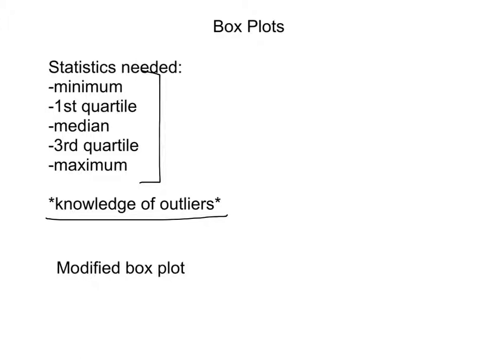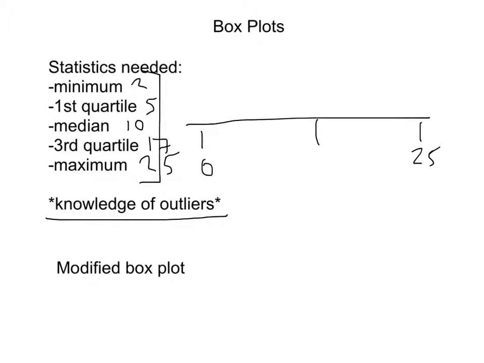And so let's just get started with this. So let's say our minimum is 2, our first quartile is 5, our median is 10, our third quartile is 17, and our maximum is 25. Say 0, 25, it's going to be about 12. And so here's our minimum, just put a little dot there. Our first quartile is 5, so it's going to be around here. Median is 10, right here. Third quartile is 17, it's going to be around here. And our maximum is 25.